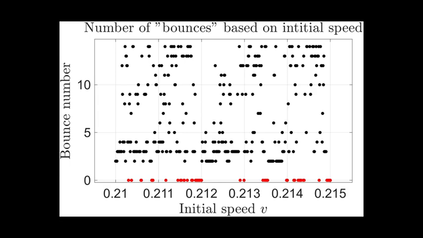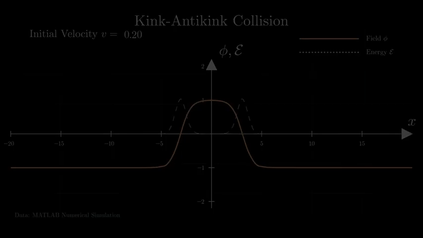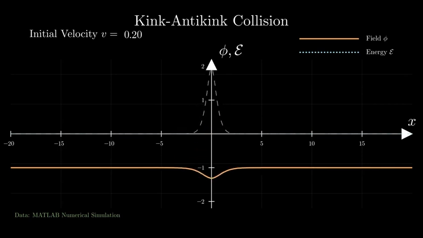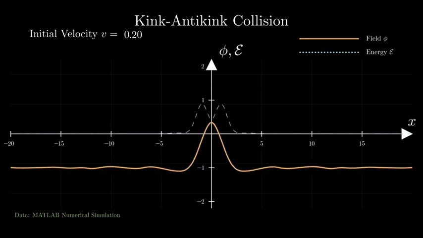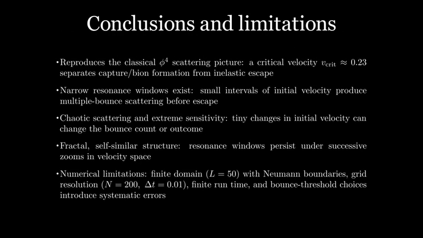There are a few numerical issues worth highlighting. Finite domain size and boundary reflections can alter long-lived solutions. Increasing the domain or adding absorbing damping boundary conditions reduces that problem. Discrete peak detection at grid points produces a bit of jitter, and a quadratic subgrid refinement would help. And there we have it.